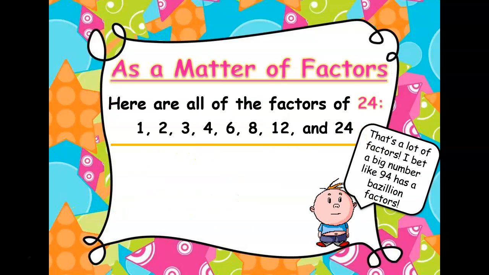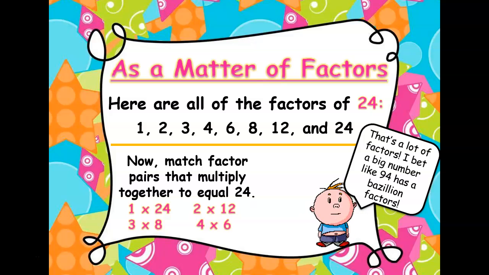Here are all the factors of 24: 1, 2, 3, 4, 6, 8, 12, and 24. That's a lot of factors. I bet a big number like 94 has a bazillion factors. Do you think it has a bazillion factors, or do you think I'm just kidding? I think I'm kidding too. A bazillion's a pretty big number.